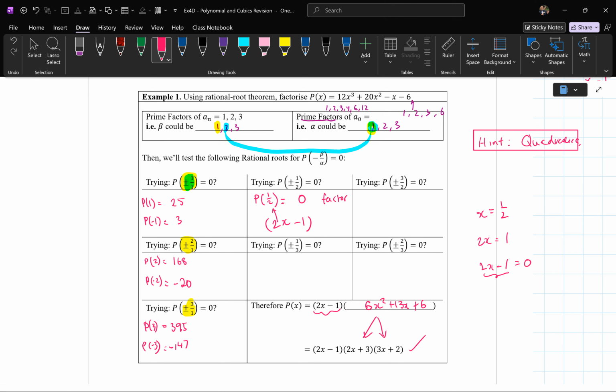But I'll stop my video there just so that you can see the point of today's lesson. So 4C, language, and then 4D, revision of cubics from last year. All right, team, I'm going to stop there.